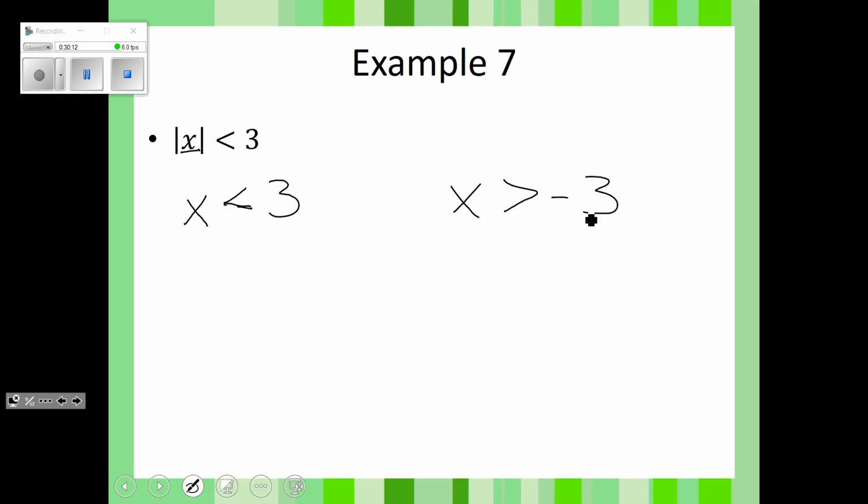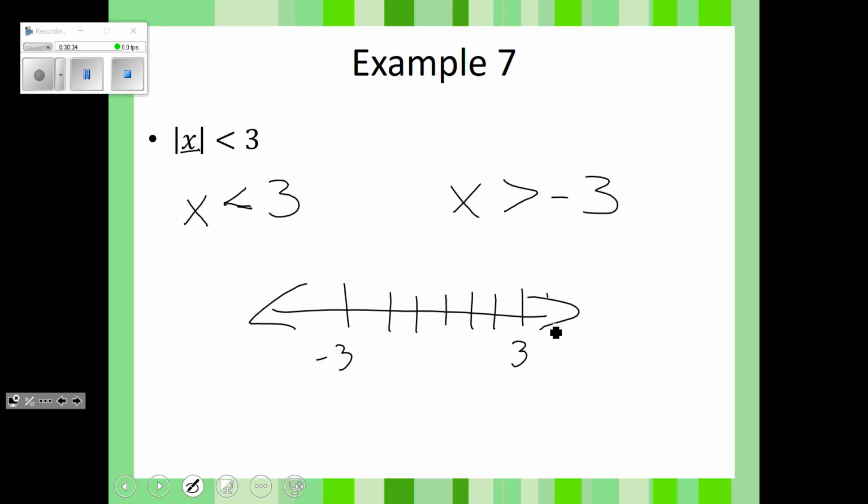Okay, let's go negative 2. Everybody agree negative 2 is greater than negative 3? Yes. Okay, plug it in. What's the absolute value of negative 2? 2. Is 2 less than 3? Yes. Okay, so it makes it work when you plug back in. So if I were to graph this, negative 3, negative 2, negative 1, 0, 1, 2, 3. All right, open circle here, open circle there. What's less than 3?